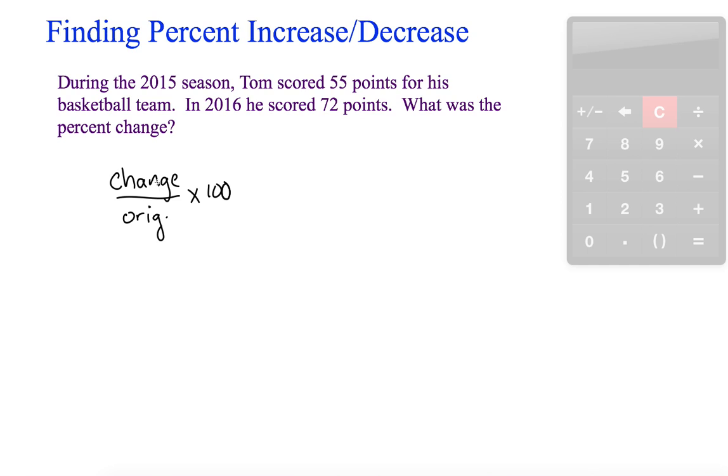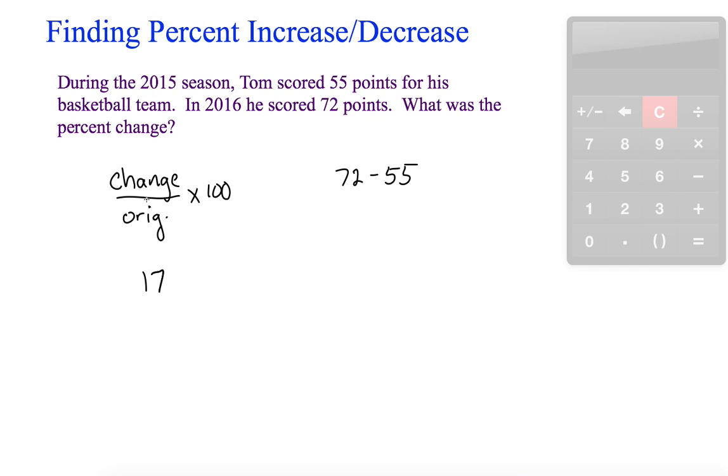So the first thing I want to do is find the change. What was the change in the number of points? I know that in 2016 he scored 72 and in 2015 he scored 55. Well, to find the change, I'm just finding the difference. I can just do 72 minus 55, and 72 minus 55 will give us 17. So the change is 17.